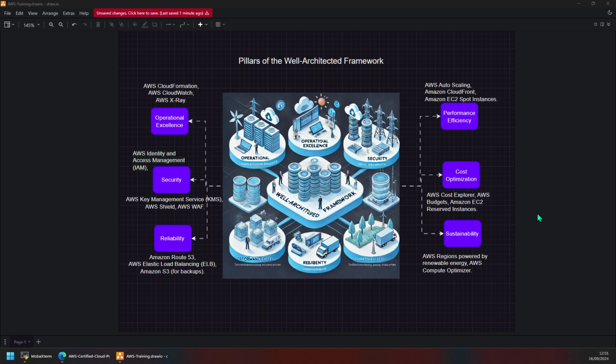One of the main pillars is continuously reviewing resource utilization and optimizing your infrastructure, and also leveraging the right AWS service based on the workload pattern. So these are two important things, and that's where services like auto scaling, CloudFront, and EC2 Spot instances come into the picture.